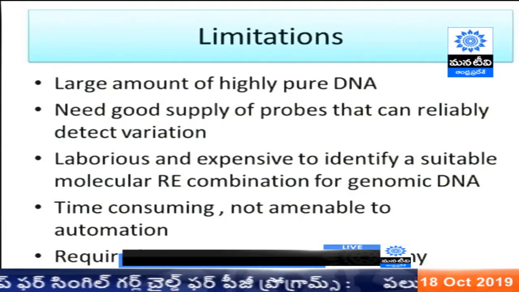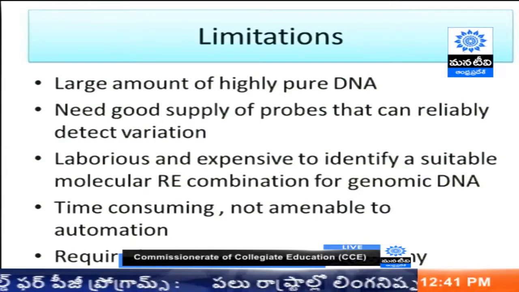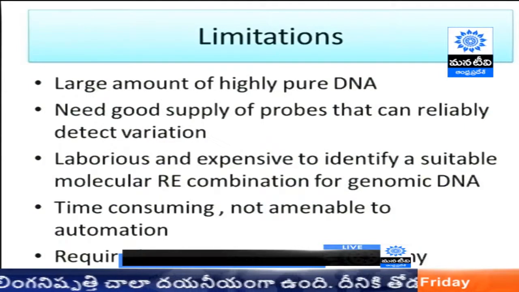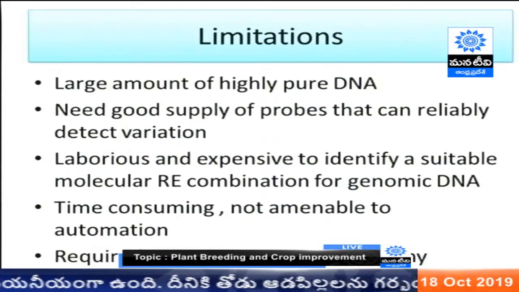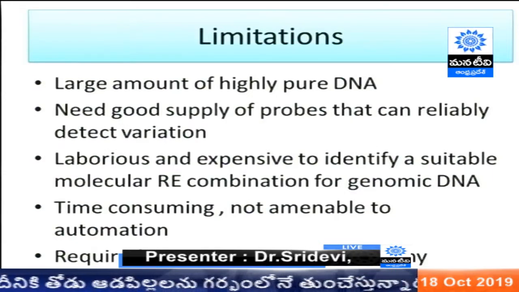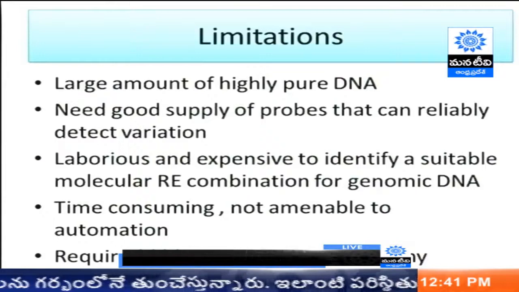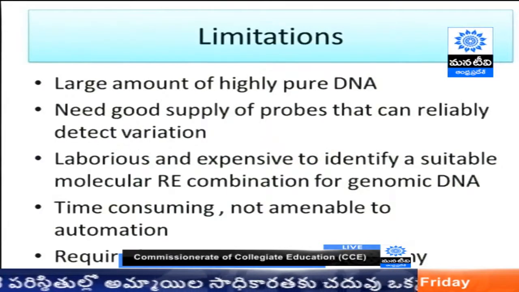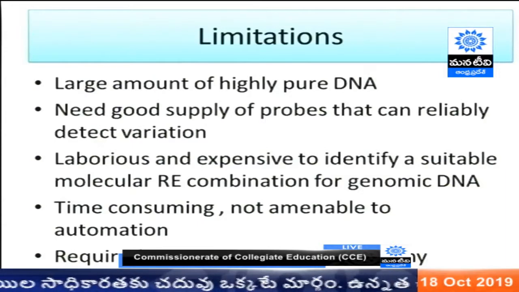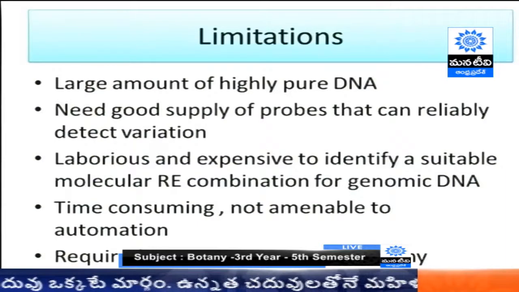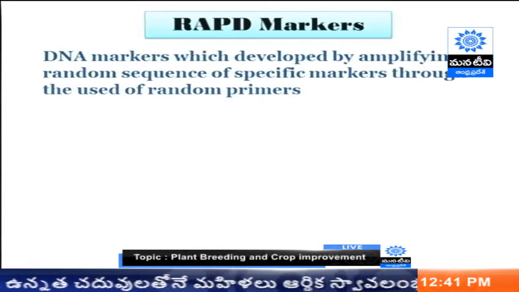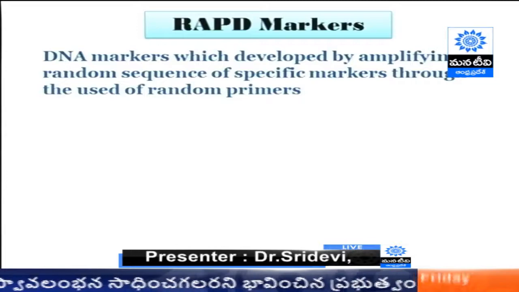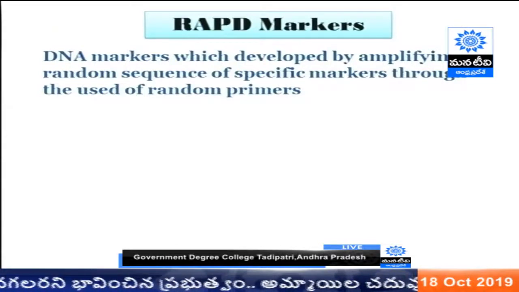It is a laborious and expensive process because it is difficult to identify a suitable marker for the genomic DNA or cDNAs. It is time consuming because it is not amenable to automation. It requires a lot of expertise because there is an autoradiography procedure where there is use of radioactively labeled probes. So, RFLP has advantages and it also has limitations.